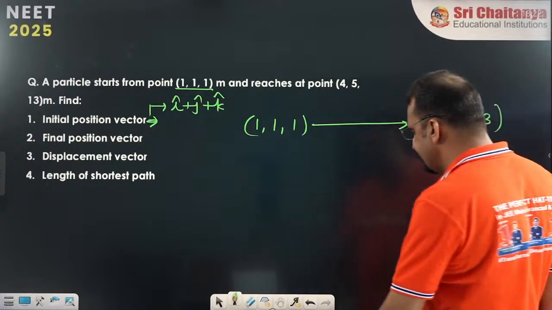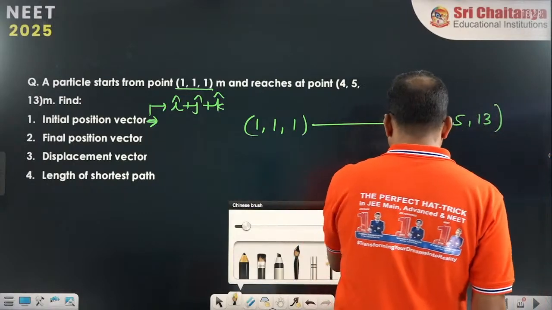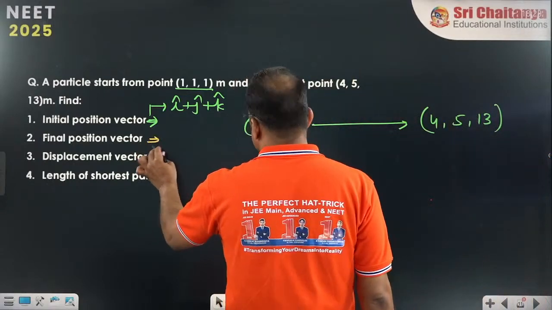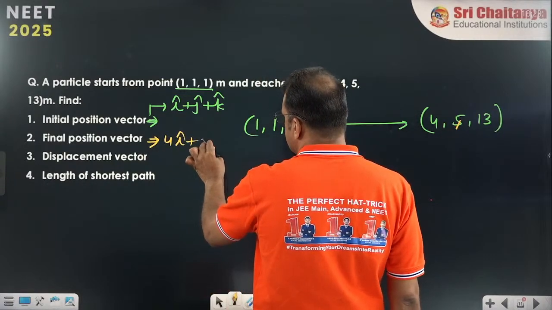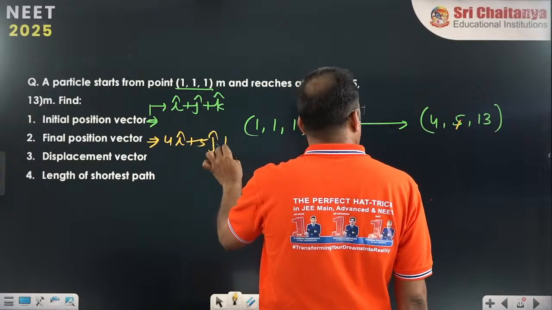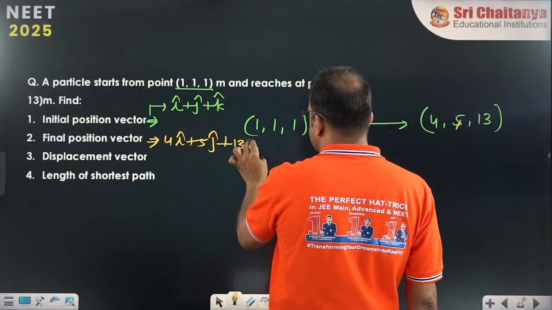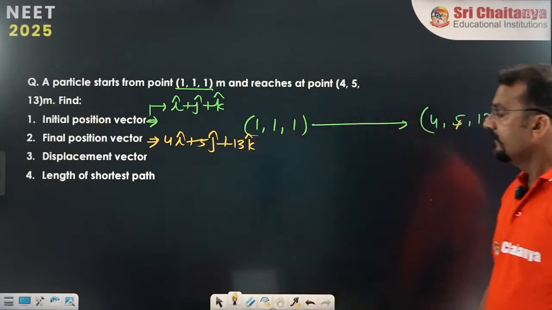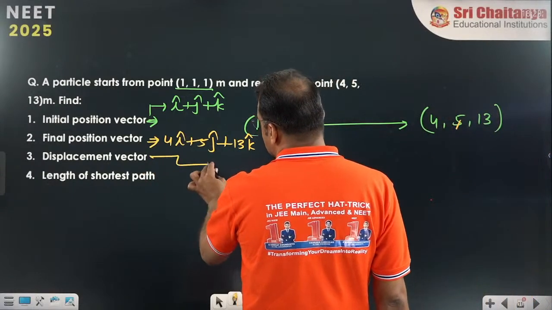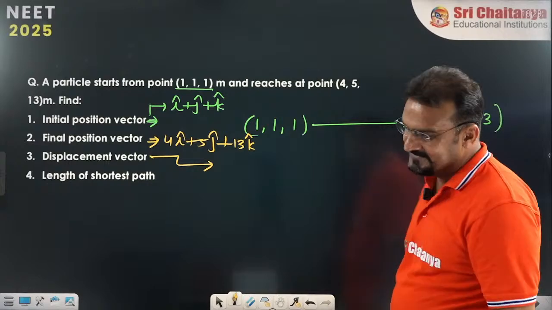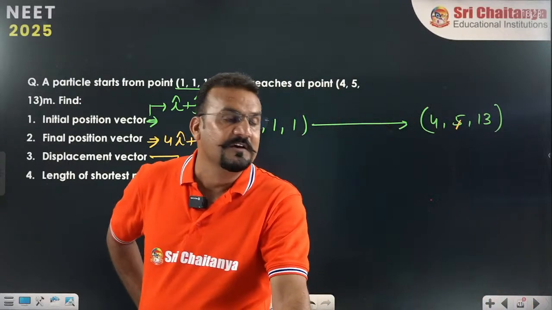Now tell me, students, what is the final position of the particle? This is the final position, that is 4i cap plus 5j cap plus 13k cap. This is the final position. Now find the displacement vector. Displacement vector, what? This may sometimes be confusing.